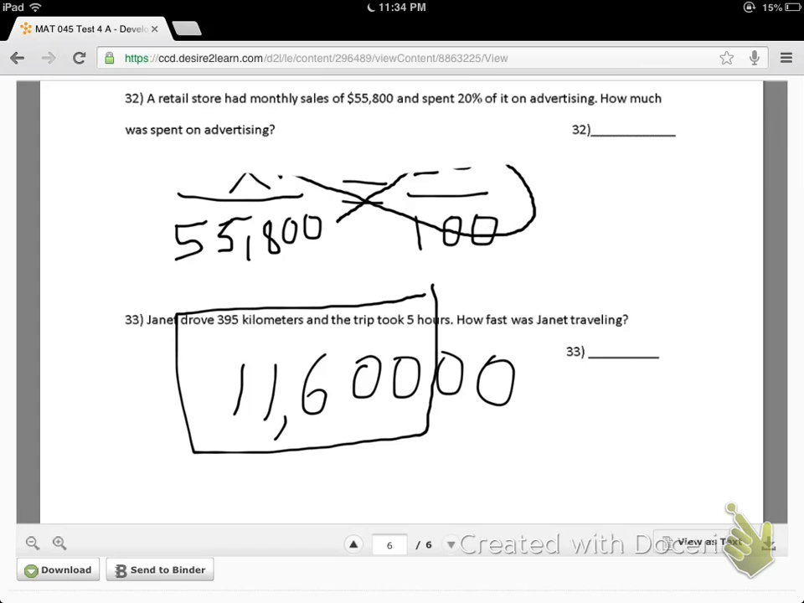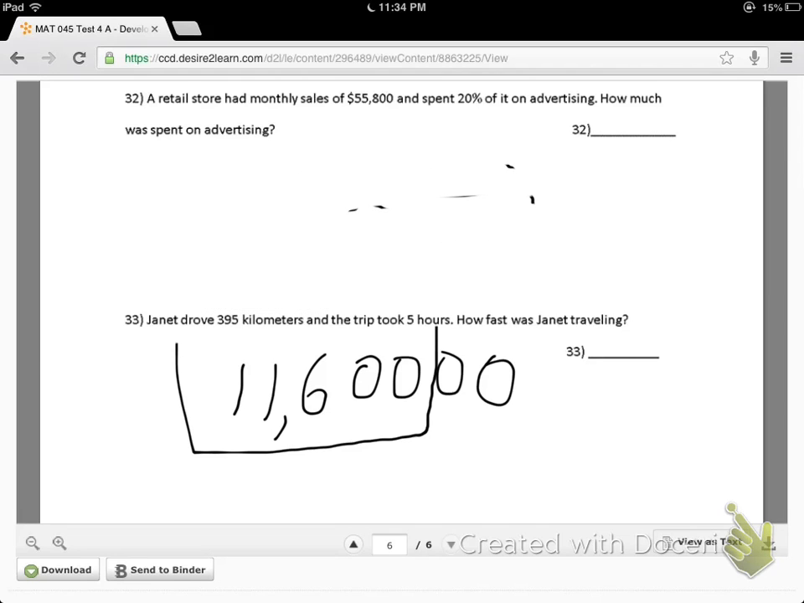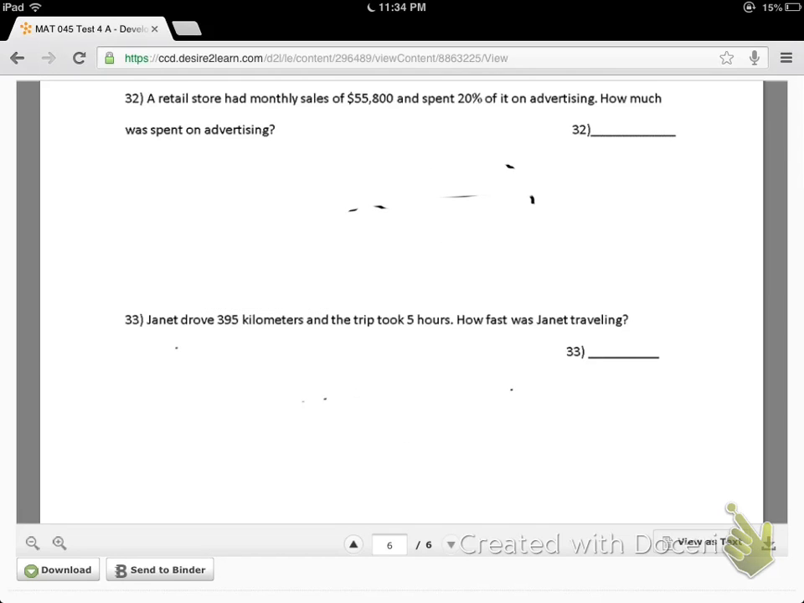Let's have a look at the very last question. I think this is actually one of the easy ones. Miles per hour. Think speed. If you go 395 miles in 5 hours, how fast are you traveling? Well, it really is just 395 divided by 5. Sorry, again, you don't have calculators. But I think 5 into 400 is 80, so it should be 79. But anyway, that's up to you guys. That's a straightforward one. That's 79 miles per hour. Okay.